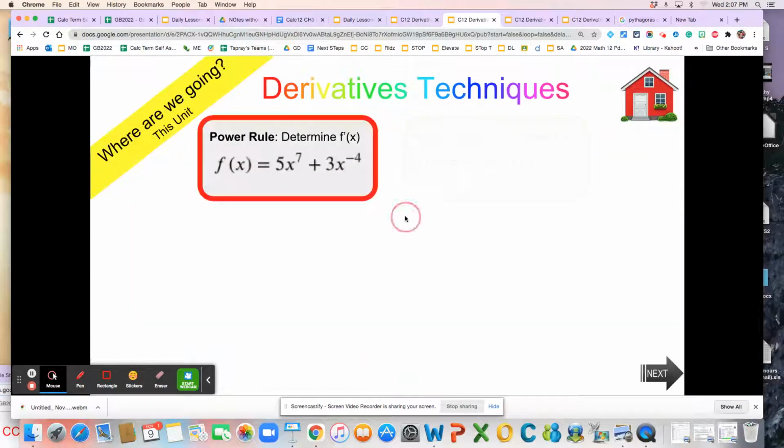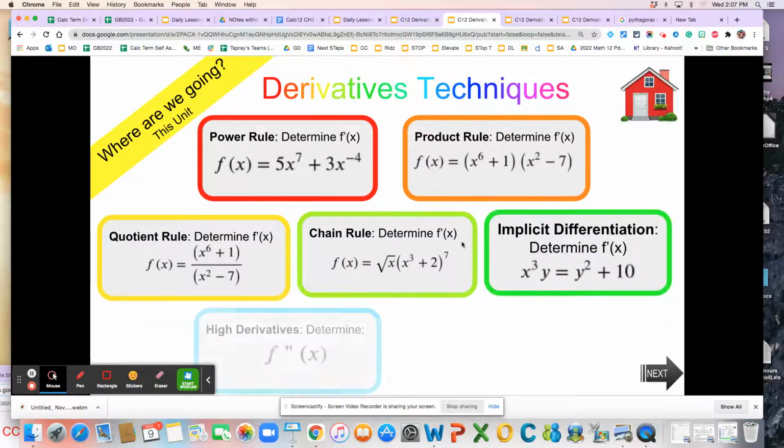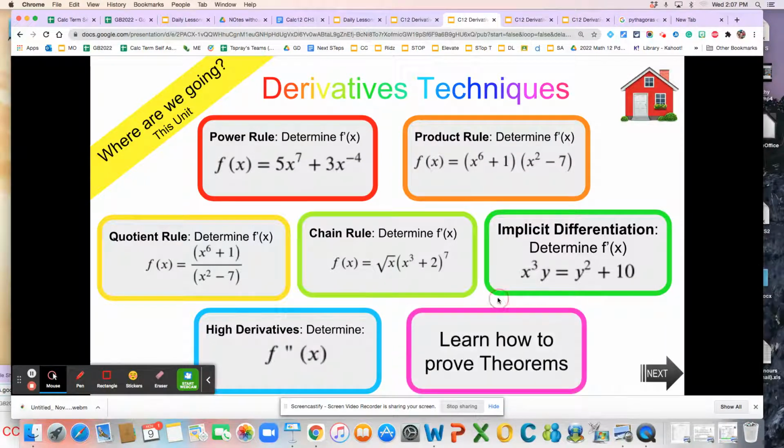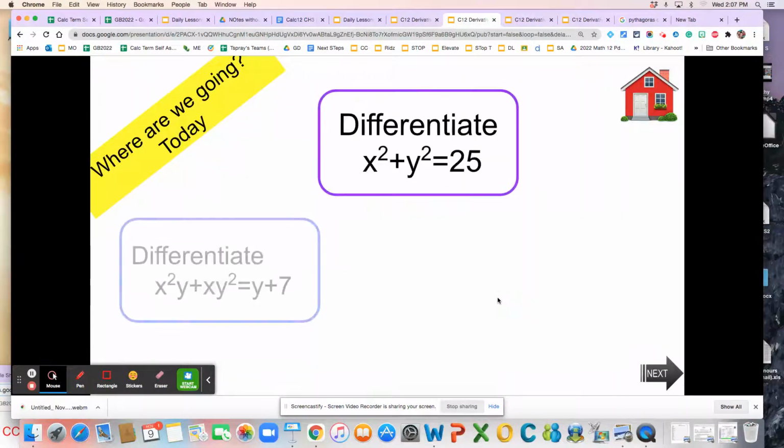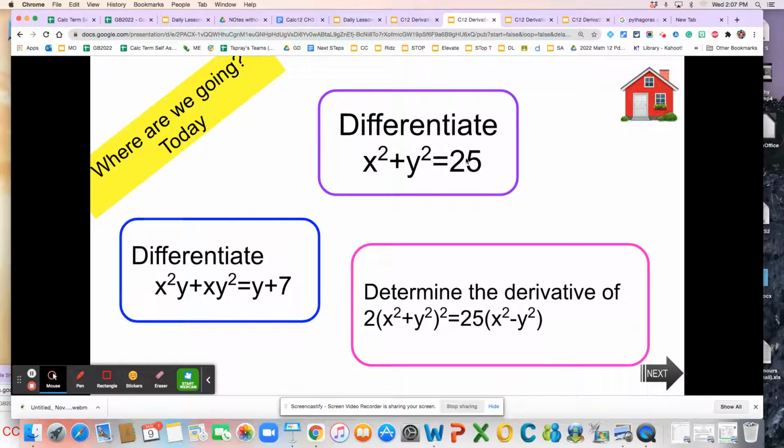Okay, so here's what we're going to try to do today. We need implicit differentiation for this problem. The only other way to find the derivative here would be to somehow isolate for y and then find that derivative. For the sake of time, we are going to learn implicit differentiation. It's a much better technique. These are the couple questions that I'd like for you to be able to do by the end of our time together here.